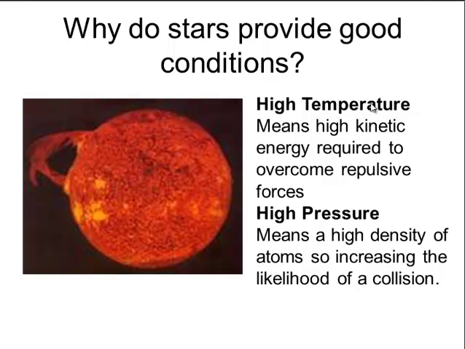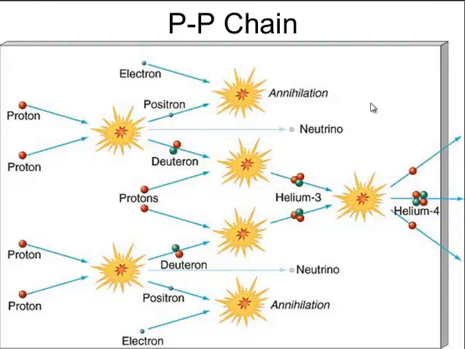Okay. Looking at the reactions now. Again, there's lots of potential options within a fusion reaction. Here's an example of one of them. The important thing here is we've got a proton and a proton colliding together, releasing energy and creating deuterium and a positron.